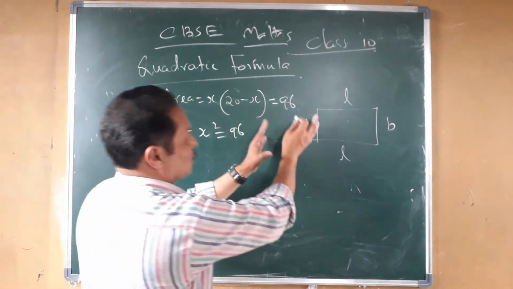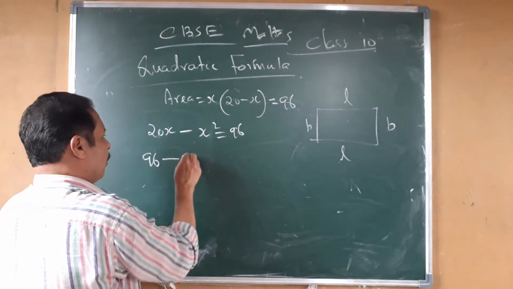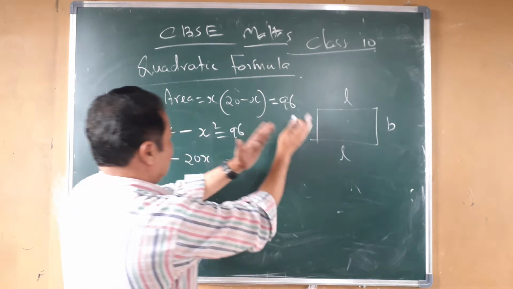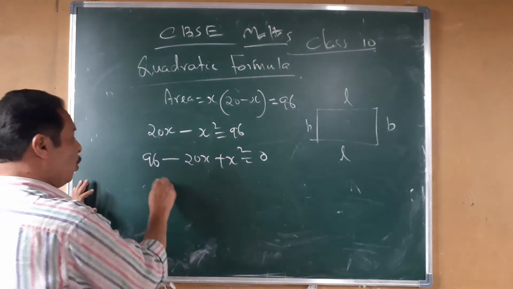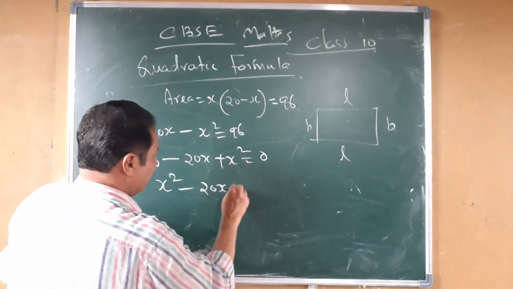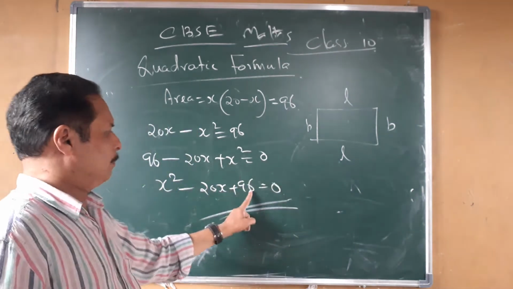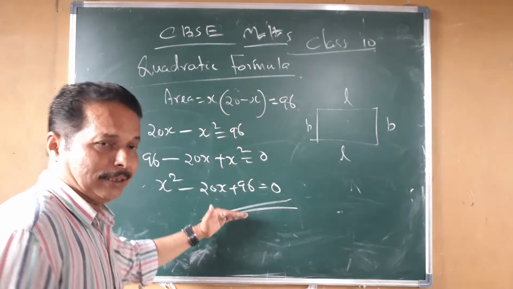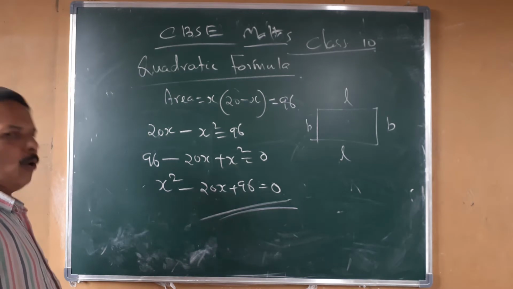Now these terms transfer to that side, then you get plus x square. So 96 minus 20x minus x square, transfer to that side, it is plus x square. Now x square minus 20x plus 96 equal to 0. That is ax square plus bx plus c equal to 0, making that a quadratic equation. Is it clear? The steps. Now it starts.